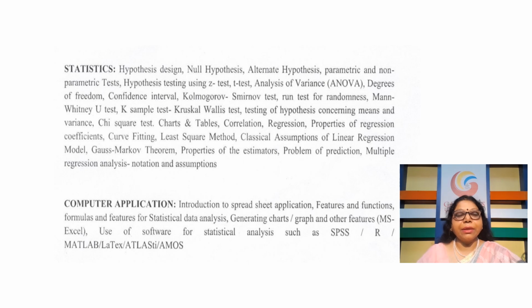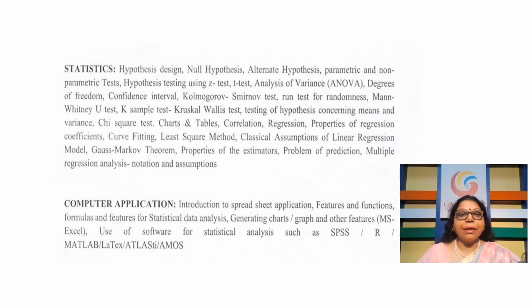The major contents in this particular course you are going to study are hypothesis design, null hypothesis, alternate hypothesis, parametric and non-parametric tests, hypothesis testing using Z-test, T-test, analysis of variance, that is ANOVA, degree of freedom, confidence interval, Kolmogorov-Smirnov test, run test for randomness, Mann-Whitney U-test, K-sample test, that is Kruskal-Wallis test, testing of hypotheses concerning means and variance.